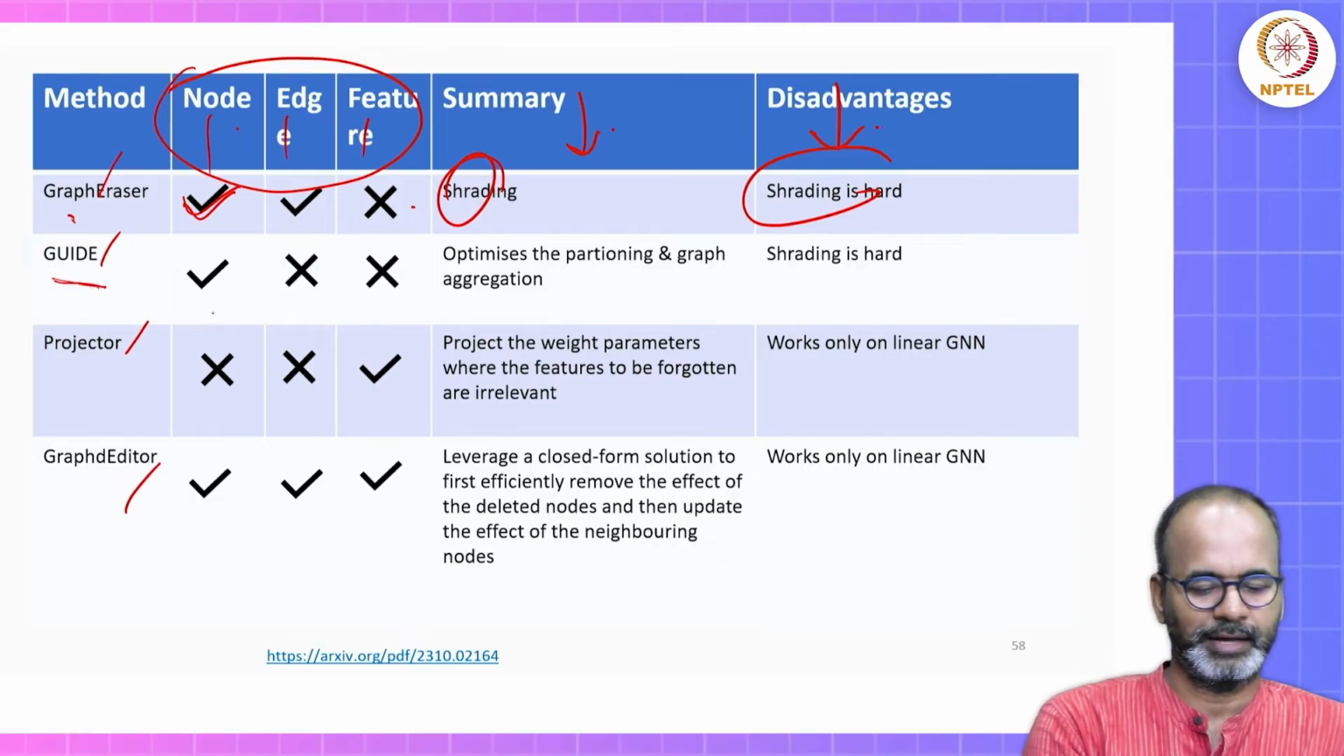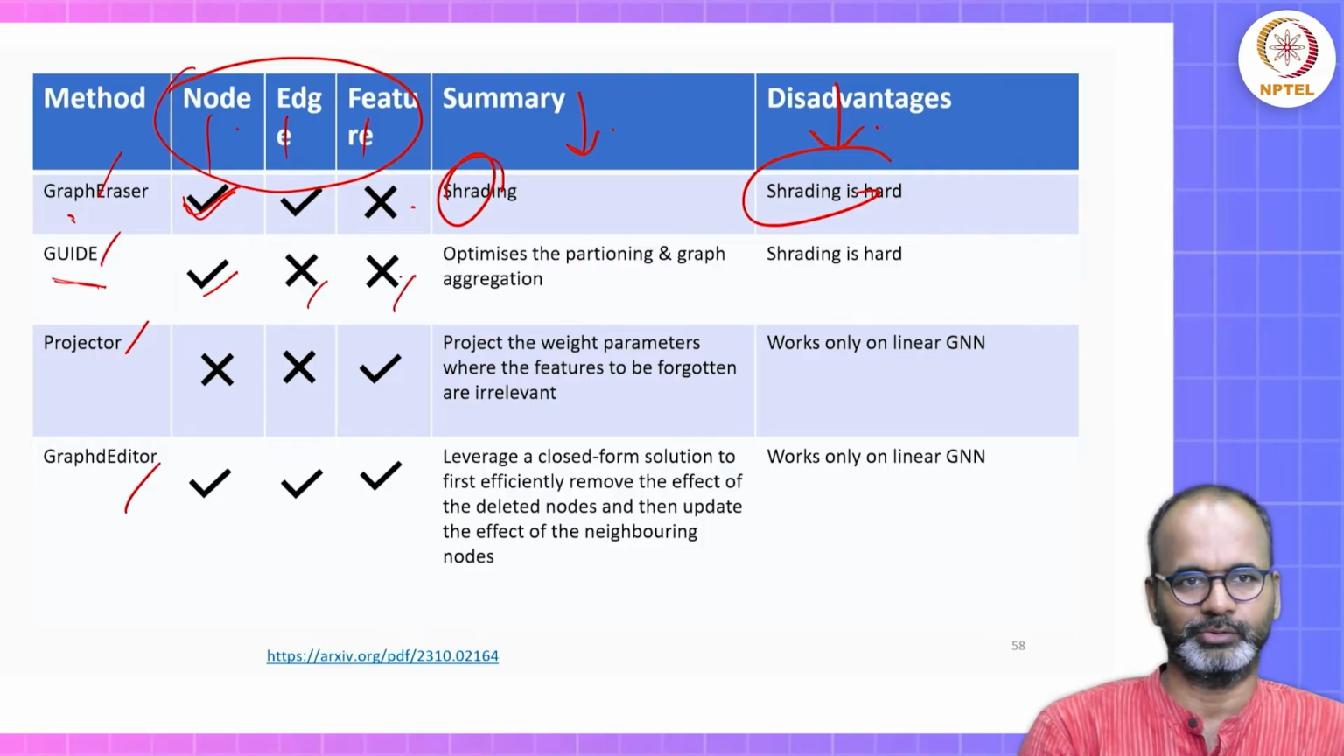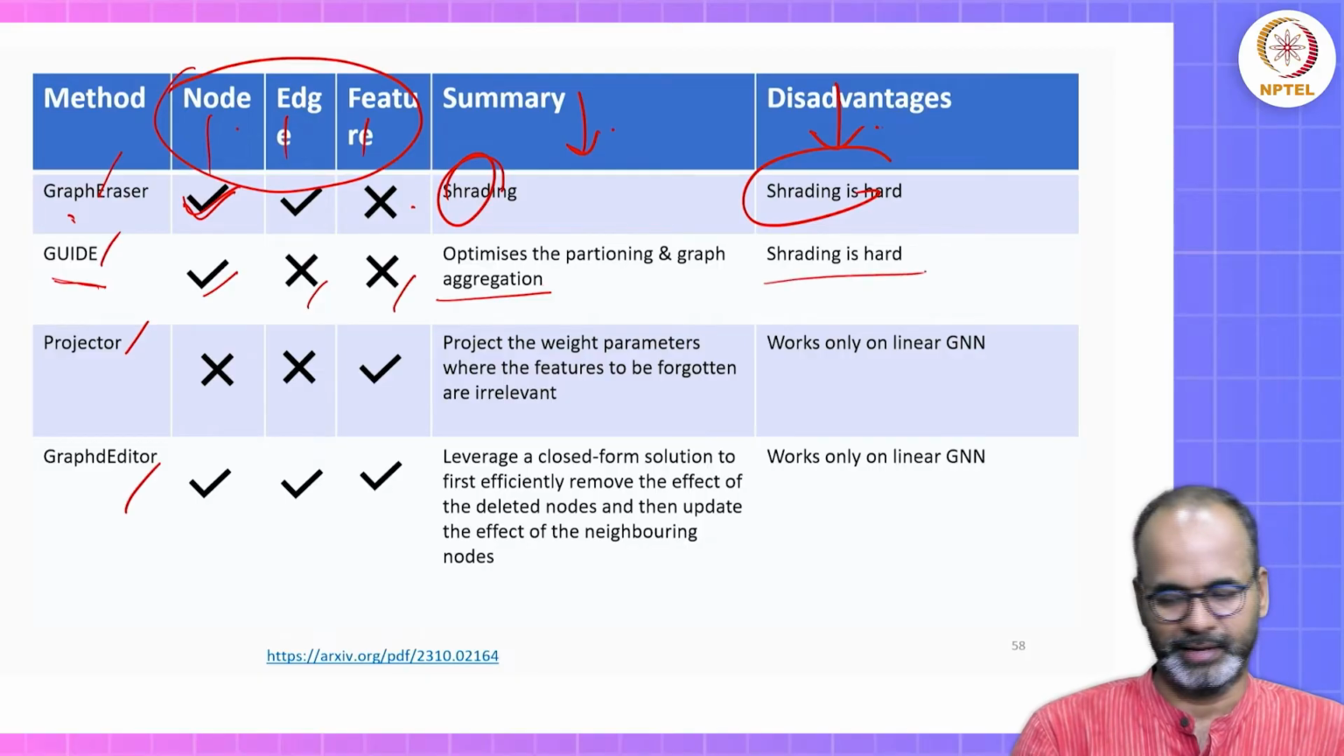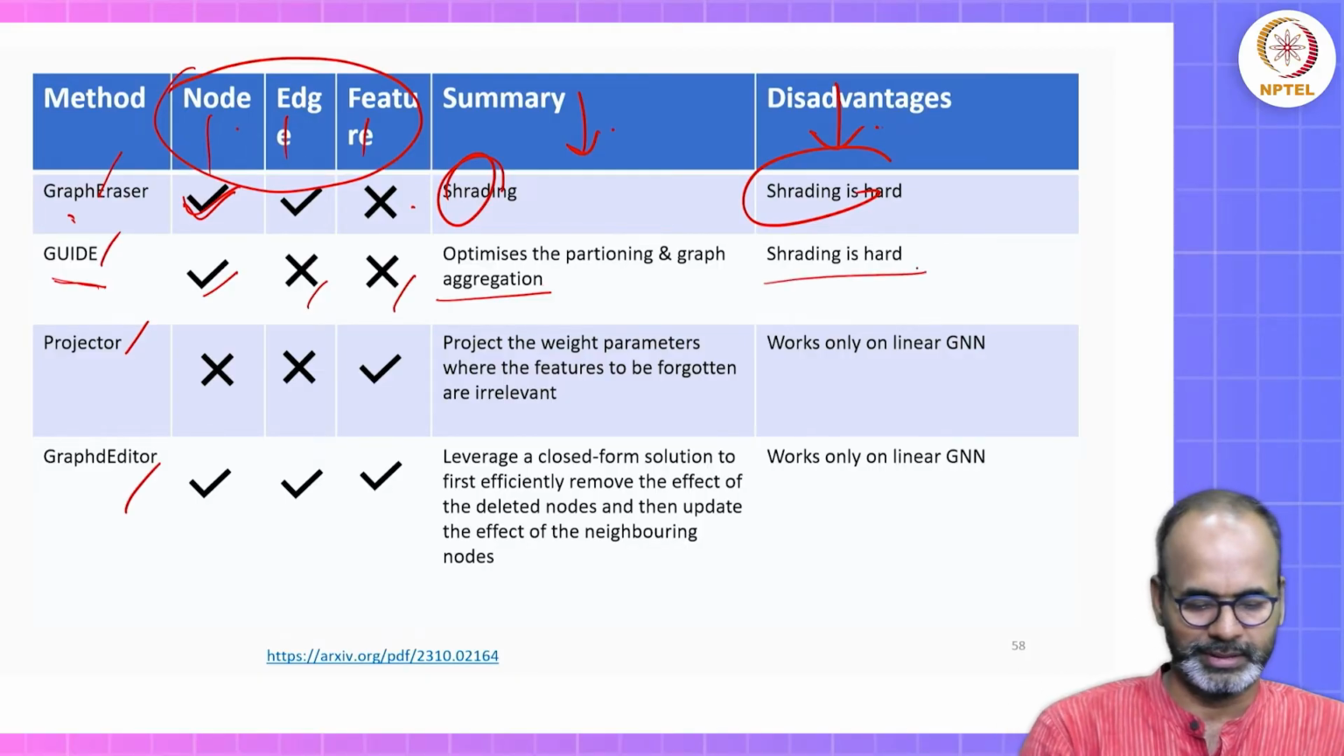Guide is a method, and this can do node. This cannot do edge, and this cannot do feature. It optimizes on the partitioning and graph aggregation methods. Again, this also uses the sharding method, which is hard.